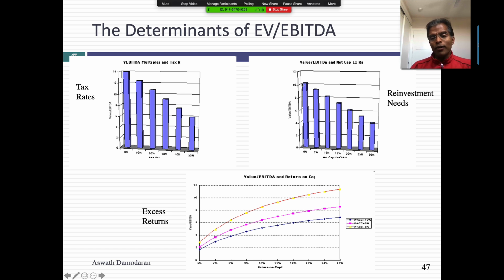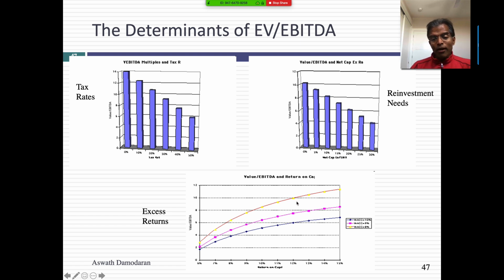The second what-if I asked was, what if, keeping everything else constant, I increase my capex? My net capex goes up, so the growth rate stays the same. My EV to EBITDA decreases. Why? Because I have to invest more to get the same growth. I'm less efficient, so I'll pay a lower multiple of EBITDA.